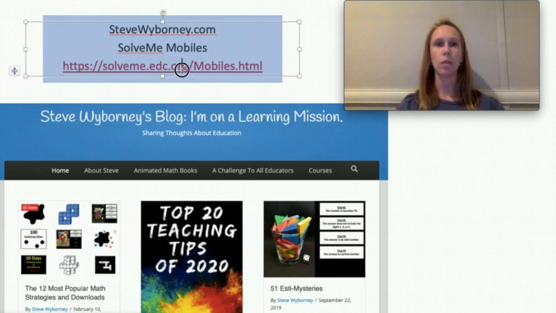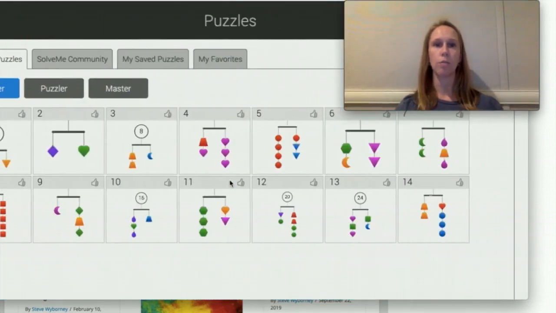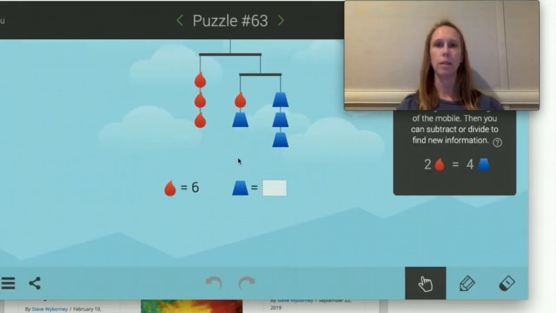And one more thing I wanted to show you is the Solve Me mobiles. This works only on iPad or on the computer, so hopefully you have access. But this is a neat little game that you can play that kind of reinforces what we just did. There's different levels. I like to go to Puzzler because I've played these a little bit. But what you end up with is a puzzle like this. I'll tell you what this tutorial says here in a second, is I have to figure out if these teardrops equal 6, how do I balance that with 1 teardrop and 4 trapezoids so that I can figure out what the trapezoids mean.